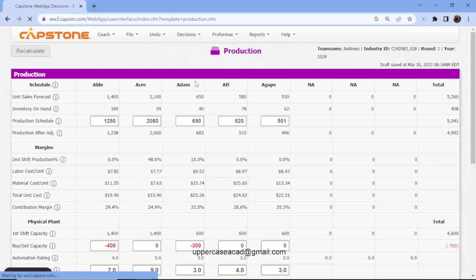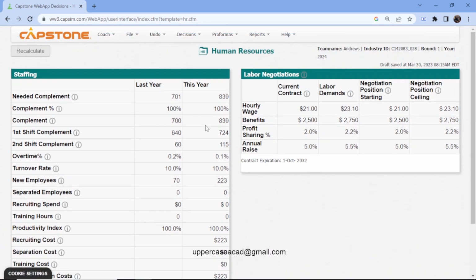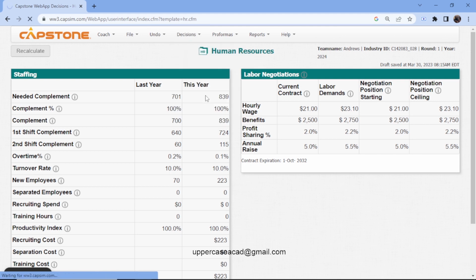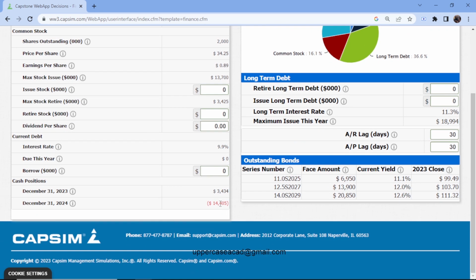Then I'll come into human resource. In this round, we'll not be making any decisions in human resource. So I'll come into my finance. In my finance, my cash position next year will be 14,405. So I'll take the maximum. I'll issue long-term debt of 18,994.